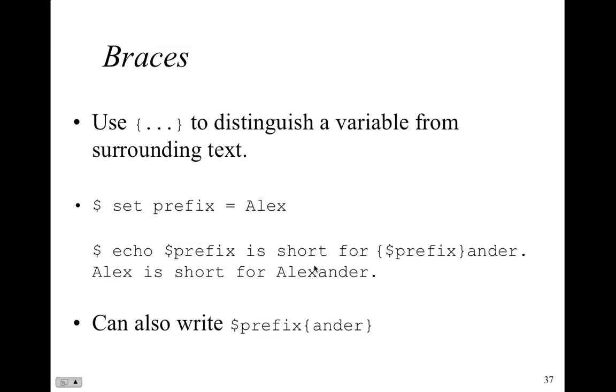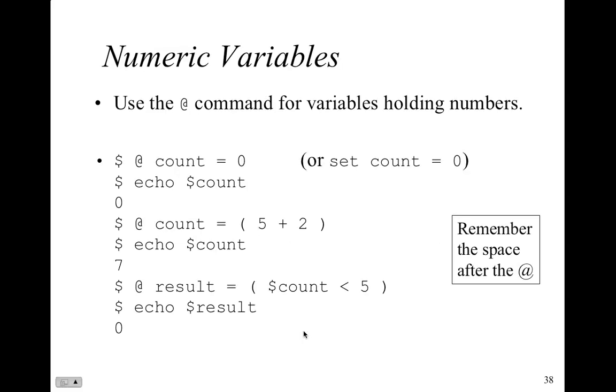Instead of using quotation marks, which is what most people would do in other languages or scripts, set prefix is equal to Alex. Echo prefix is short for this. So we use the opening and closing braces to distinguish the variable from the surrounding text. You can also write it like this, with the opening and closing braces, which means it's text. You're putting it in quotes.